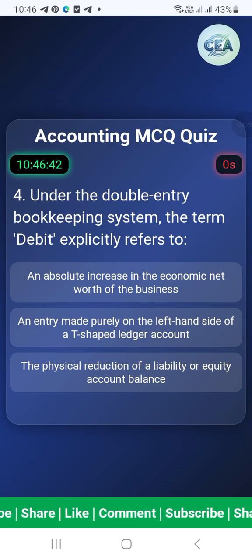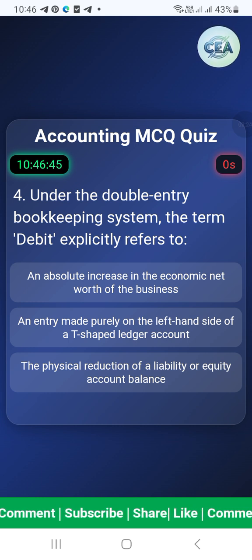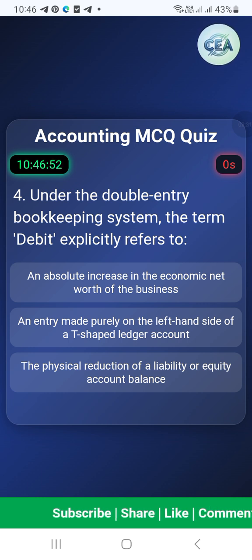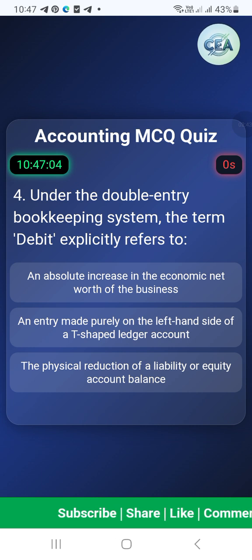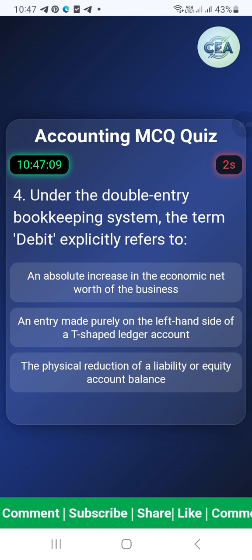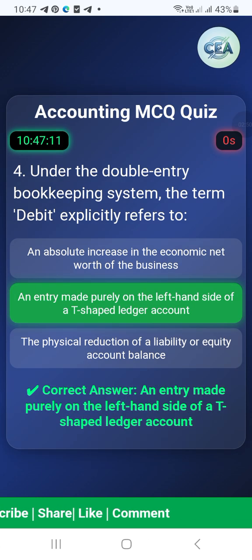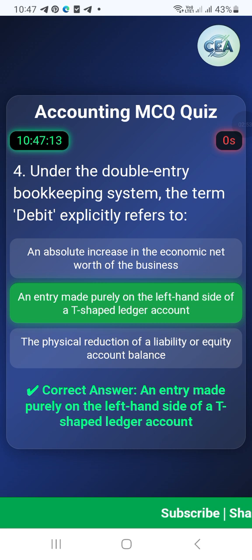4. Under the double entry bookkeeping system, the term debit explicitly refers to: Option 1. An absolute increase in the economic net worth of the business. Option 2. An entry made purely on the left-hand side of a T-shaped ledger account. Option 3. The physical reduction of a liability or equity account balance. Correct answer is: an entry made purely on the left-hand side of a T-shaped ledger account.